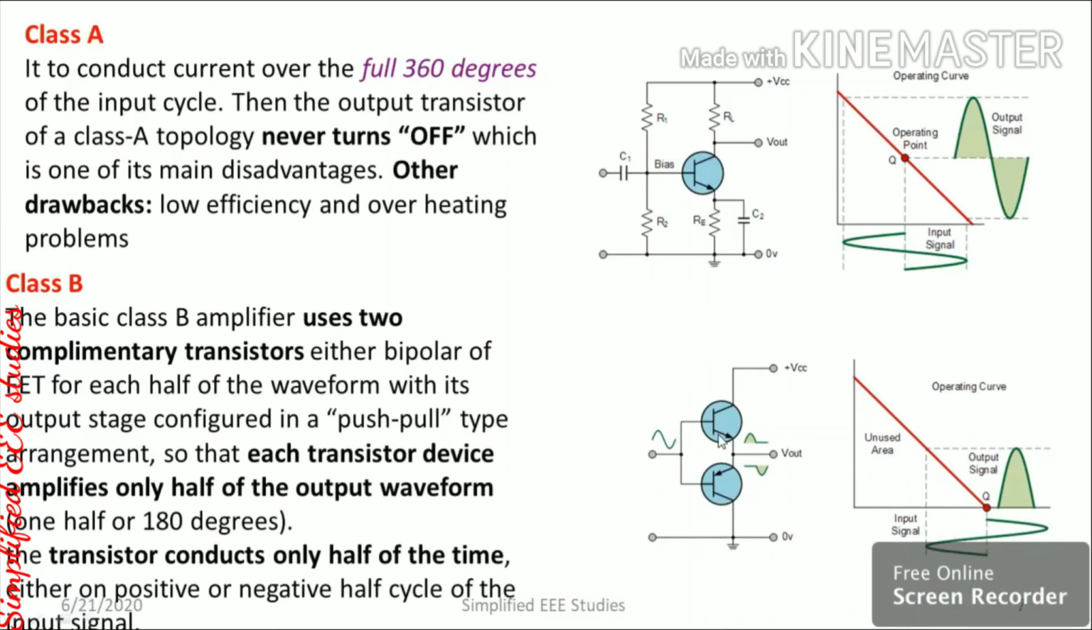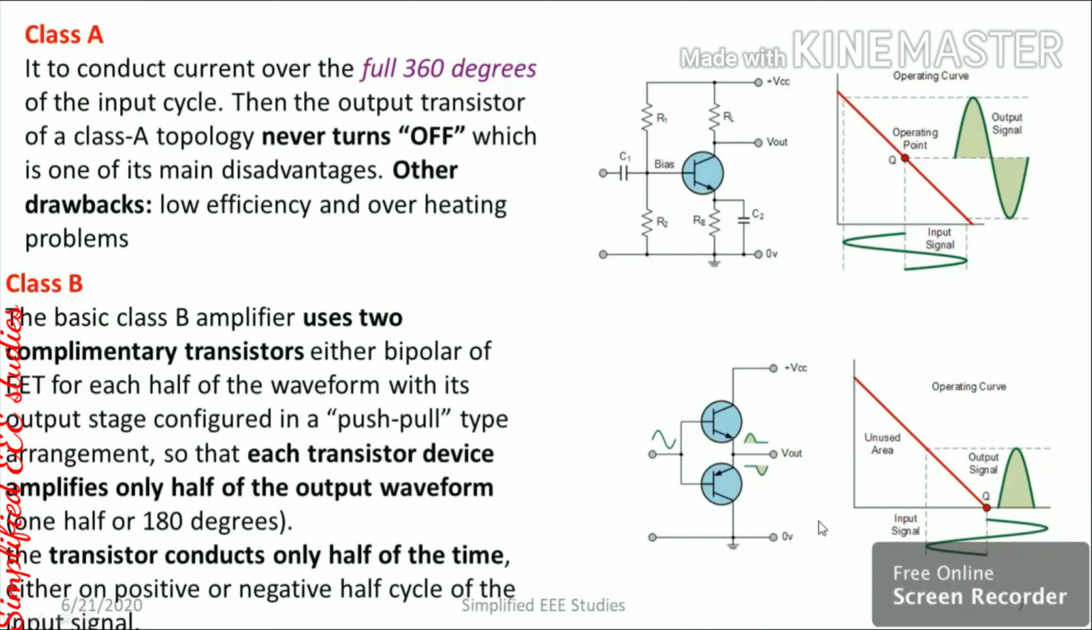As you can see, we have two complementary transistors. Both will be complementary to each other. You can see the waveform. One will be positive, the other will be negative. That means both are complementary to each other. And if you look at the output, it will conduct only 180 degrees, that means only half a cycle. So that's a peculiarity of the class B amplifier.